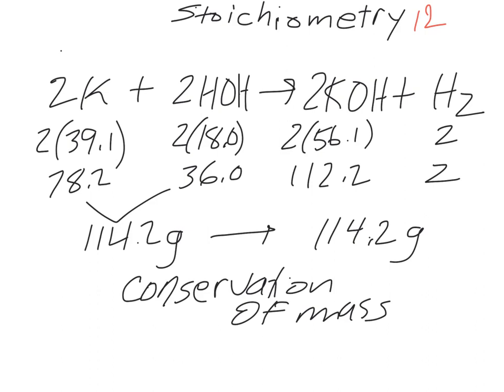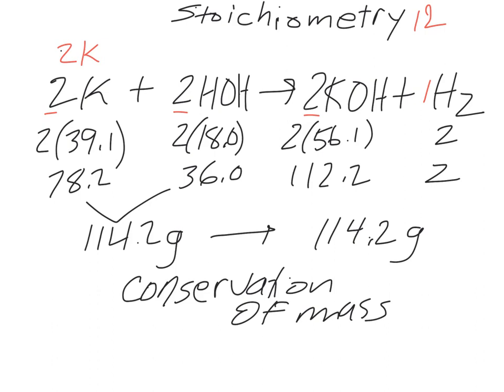And you can see here that we have a balanced reaction, and we have two potassiums reacting with two waters to form two potassium hydroxides and two hydrogens. And we've placed coefficients in front of each of these. 2, 2, 2, and here is an implied 1. And we do that because we know that we never create or lose matter.